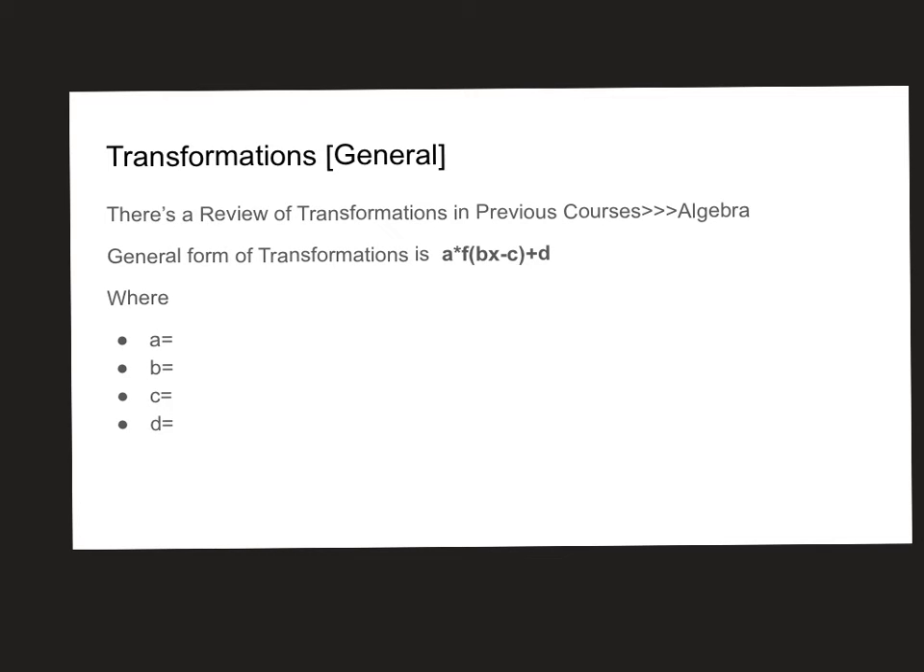But functionally, transformations follow a general idea that the a values in our transformations refer to the vertical stretches. Our b values refer to the horizontal stretches. Our c values, horizontal shifts. And our d values, vertical shifts.